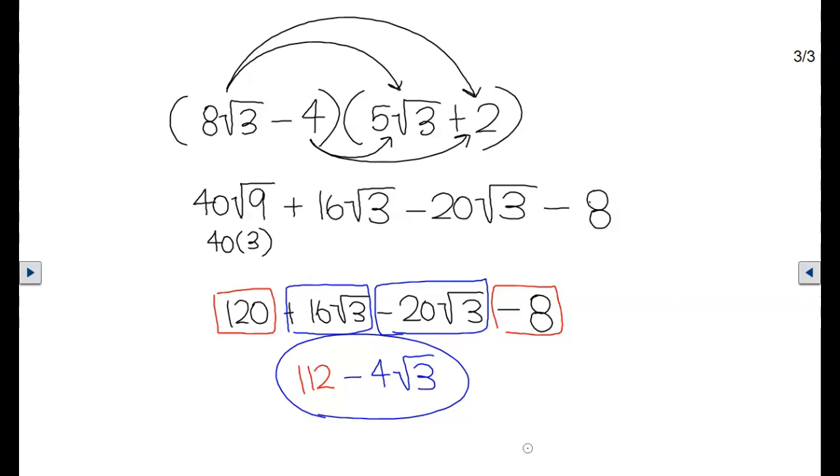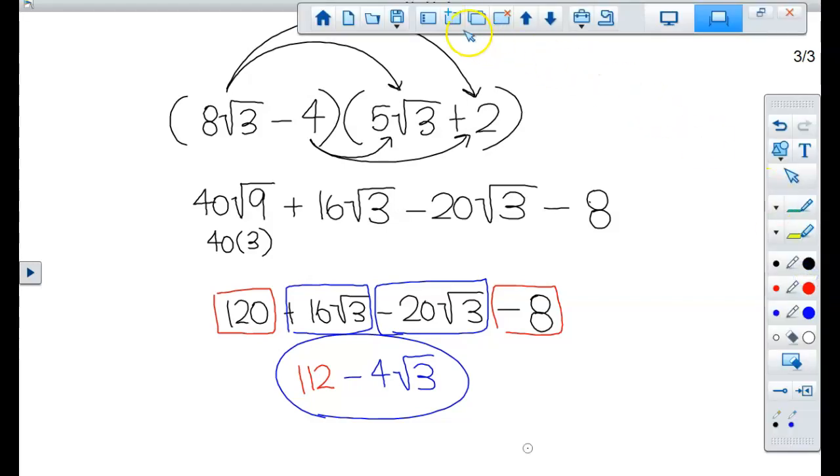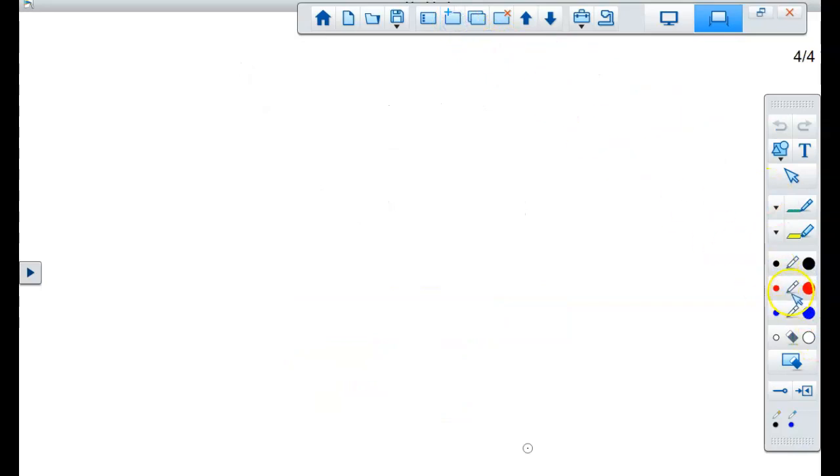So you are using both things that we learned how to do last week. You're multiplying square roots first, and then adding and subtracting at the end. And it's all a very similar process to multiplying binomials from earlier in the semester. All right, let's do this one next. Let's do 3 square roots of 5 plus 2 times 3 square roots of 5 minus 2.